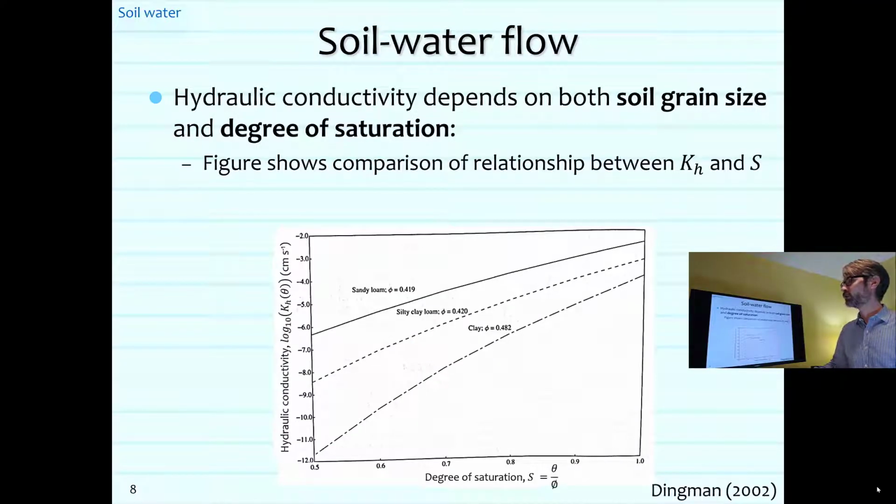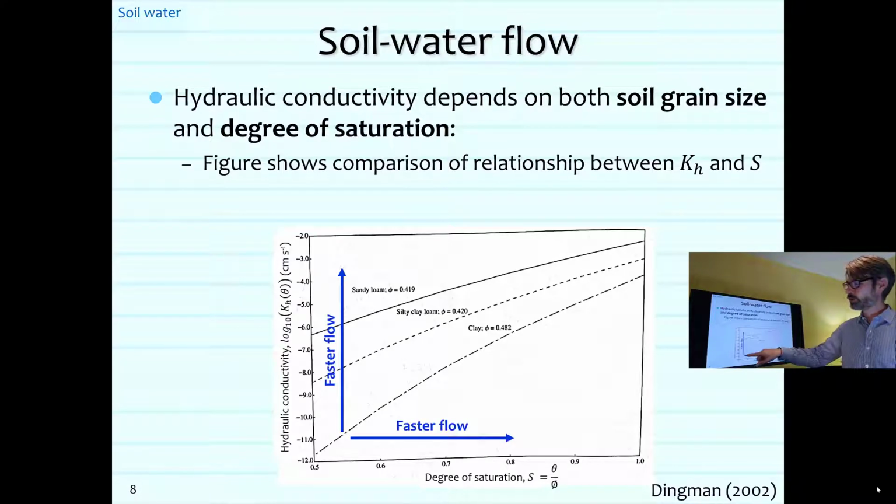Importantly, the hydraulic conductivity depends on both the soil grain size and the degree of saturation, as we just saw. And so this figure here compares the relationship between K, H, and S for a few different soils. The first thing you should note is as we move from clay, for example, to a sandy loam, we get faster and faster flow. This is a log scale here, so log base 10. And this is the degree of saturation, which is the water content over the porosity. Okay, and we get faster flow as we get more towards saturation.